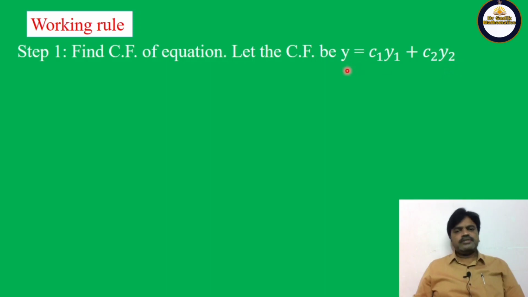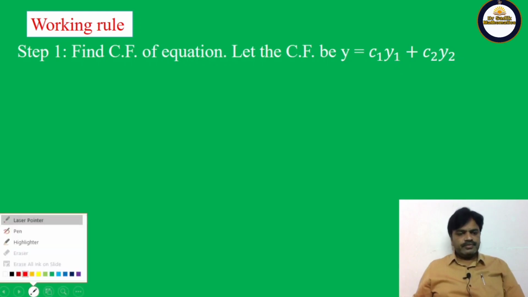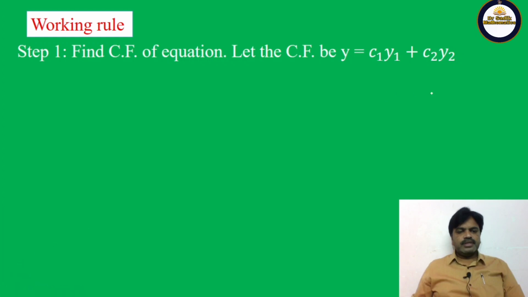First of all, as usual, what is the complete solution? Complementary function plus particular integral. So whatever form we get, say c1 y1 + c2 y2, it is in terms of x, friends. Let us say if there is c1 e^(-x) + c2 e^(x).